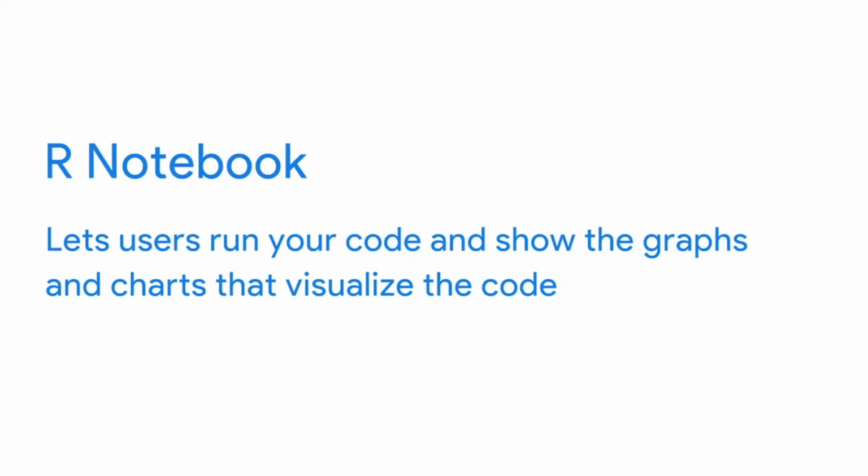Basically, they're simple enough to let you focus on descriptions and explanations of your analysis without having to think too much about how to format them. Besides text, R Markdown also includes an interactive option called an R Notebook that lets users run your code and show the graphs and charts that visualize the code. Any R Markdown document can be used as a notebook. This creates a clear, overall picture of your analysis and conclusions.